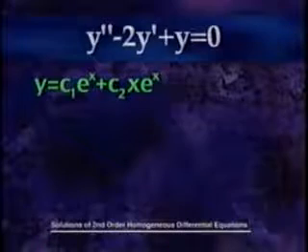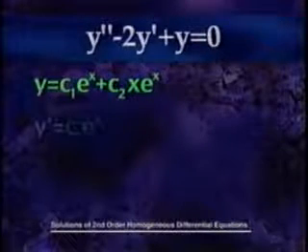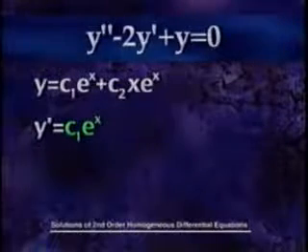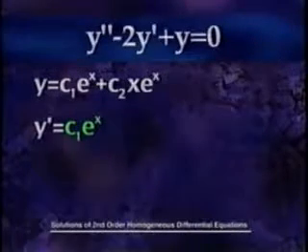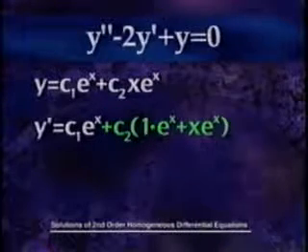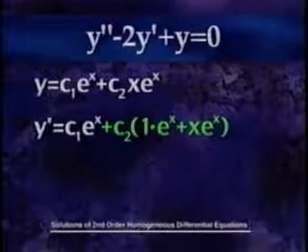Before we can plug in our solution, we need to find its first and second derivatives. Starting with y equals c1 times e to the x plus c2 times x times e to the x, and differentiating, we get y prime equals c1 times e to the x for the first term. Then, using the product rule, we get plus c2 times 1 times e to the x plus x times e to the x.